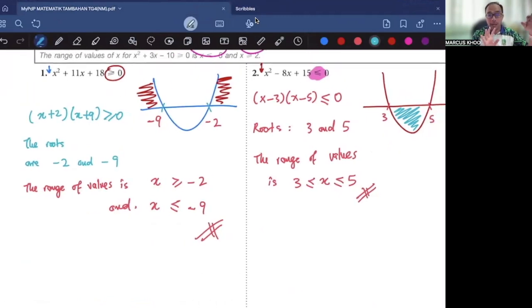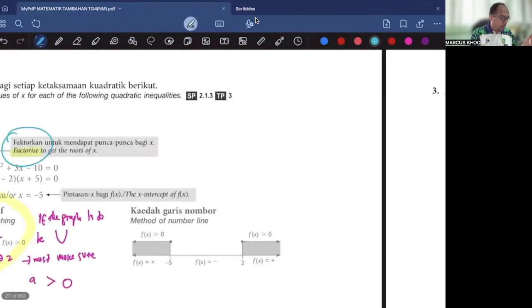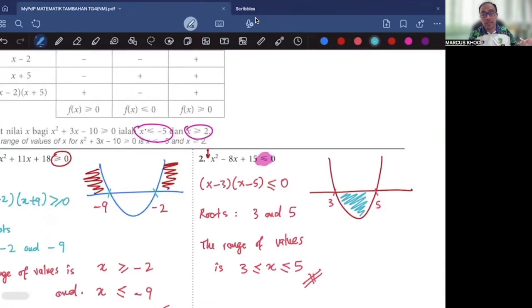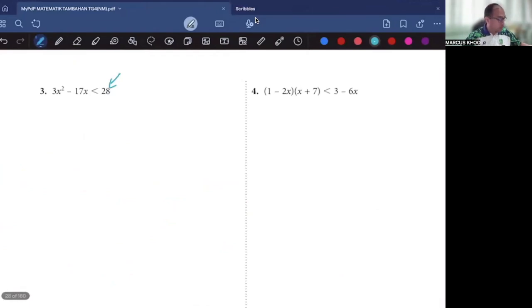So give this a try. I'm going to give you the answer for number 3 and number 4, but I want you to give it a try. So let's look at this first. Obviously, the right hand side is not 0, not like this one. This one is 0. You can only do this if the right hand side is 0. So let's first move the 28 across. So 3x squared minus 17x minus 28 is less than 0.